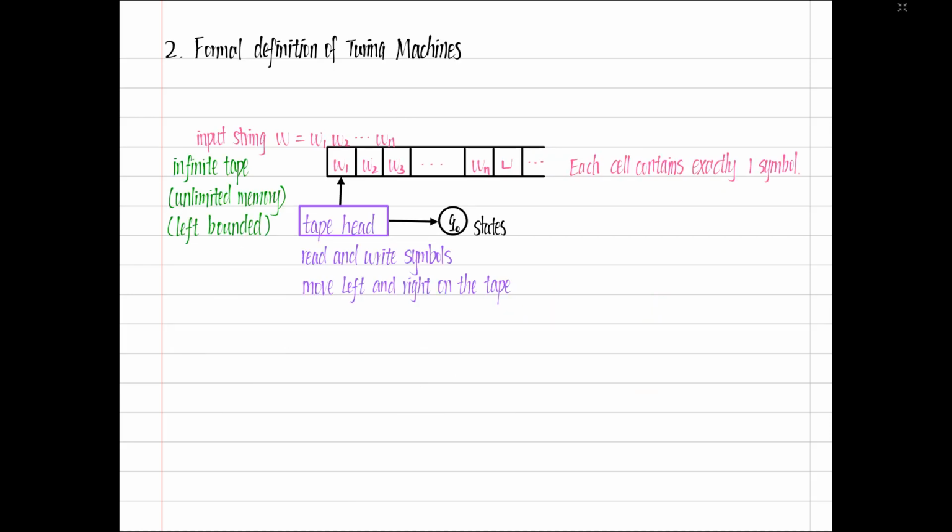Now let's see how a Turing machine looks like. Visually, a Turing machine has an infinite tape as its unlimited memory. The tape is left-bounded. Each tape cell stores exactly one symbol. It has a tape head that can read and write symbols and move left and right on the tape. And it has a finite set of states, just as DFAs and PDAs. This is just the picturization of Turing machines.